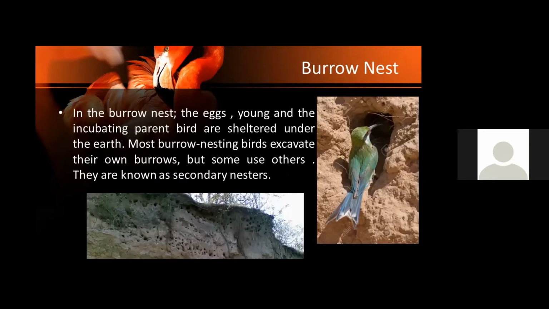Burrow nest. In the burrow nest, the eggs, young, and the incubating parent bird are sheltered under the earth. Most burrow nesting birds excavate their own burrows, but some use others. They are known as secondary nesters. Owl is a secondary nester.